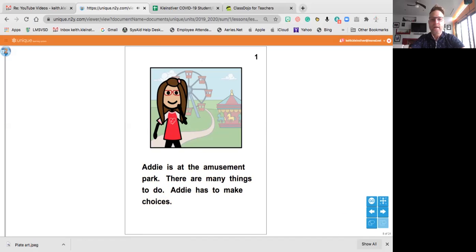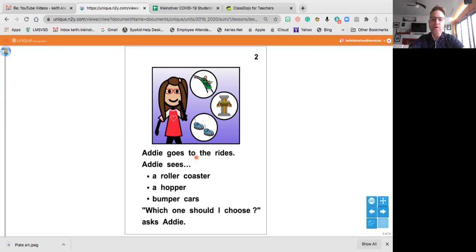Okay, so here is some of our answers already. This is Addie. She is our main character. And the setting is the amusement park. And it looks like it's during the day because the sun is out. So we already identified a character. And we identified the setting, amusement park during the daytime. That's our theme this month, amusement parks.